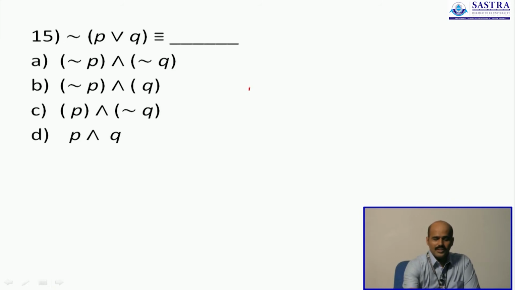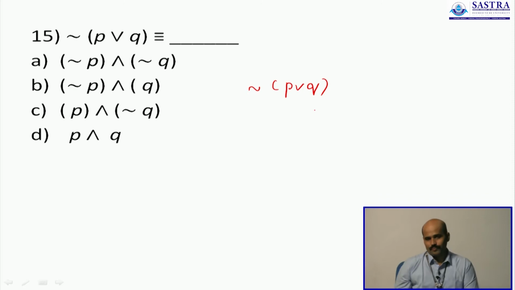Now what you have here is the negation of the disjunction between P and Q. There is a statement P, there is a statement Q. You have a disjunction between P and Q. You call it P or Q, and you're trying to negate it. Now, what will it be equivalent to? We've already seen more than one way of finding the answer. Let's have a look at what the answers are.